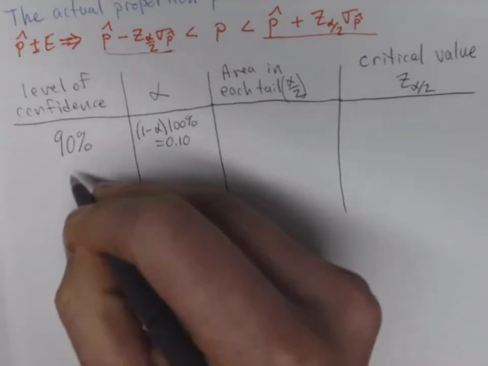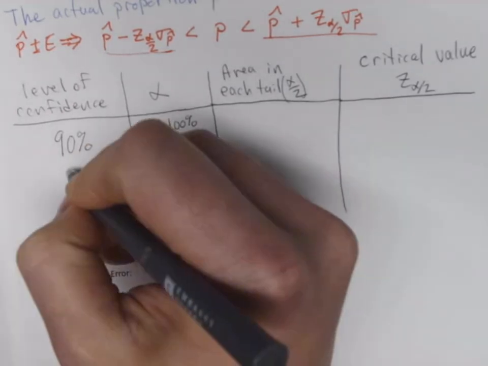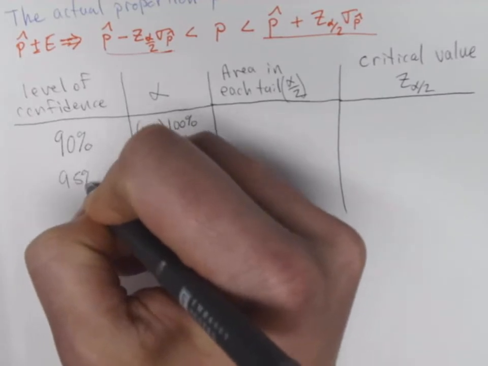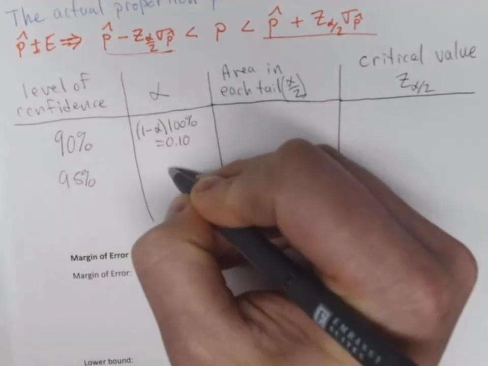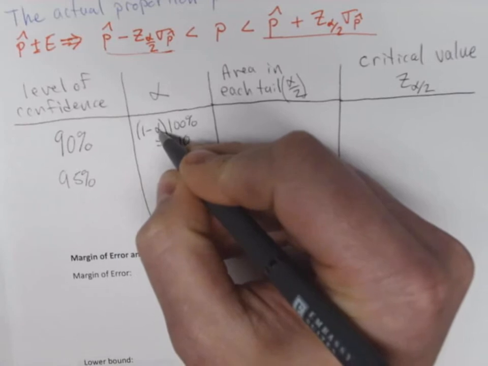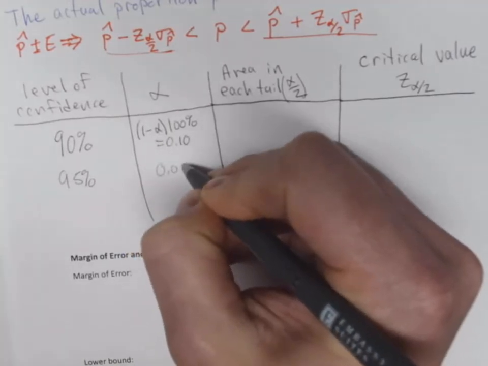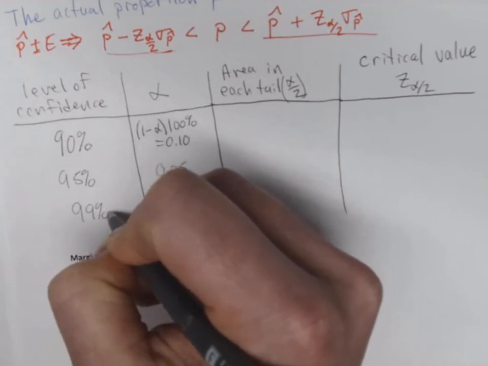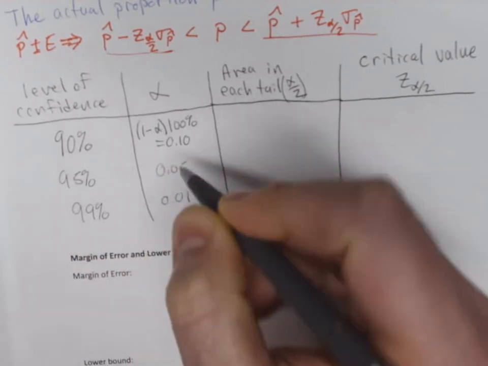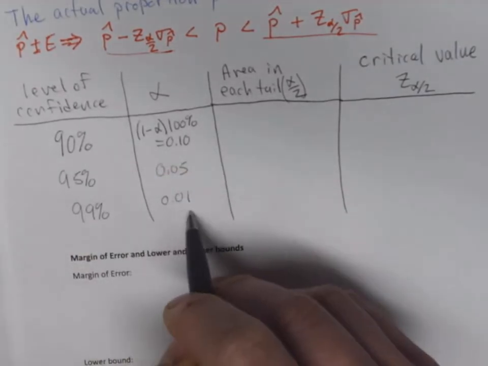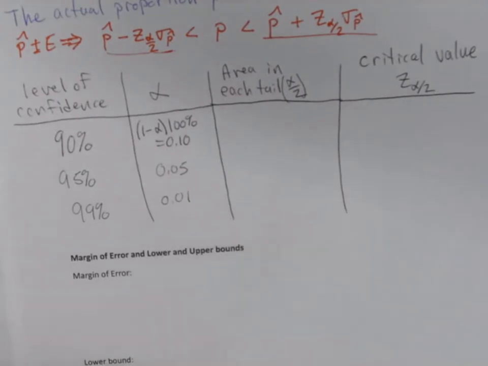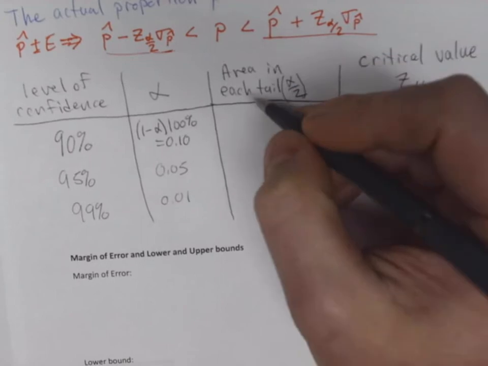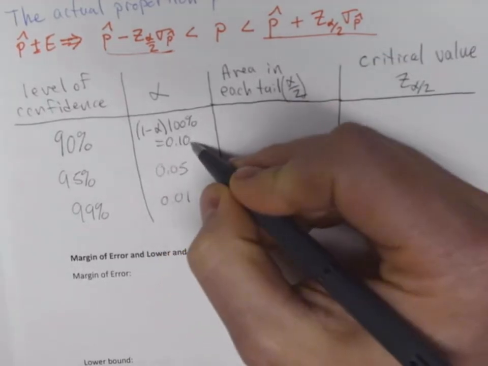All right, I'm going to finish these out real quick. 95%. What does that tell you alpha is? You have to plug it in here, and so you get 0.05. And 99% is 0.01. So basically, these add up to 100%, or 1, however you want to view it. But we're using this formula to get there.